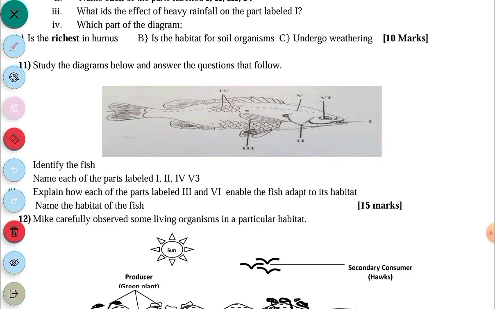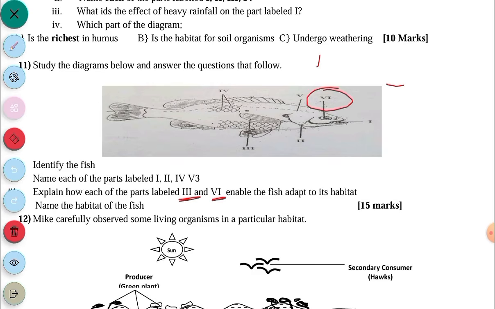So the next one says, explain how each of the parts I and then VI enable the fish to adapt to its habitat. So how is the fish able to adapt to its habitat, with I and then VI? So I, which is the pectoral fin, helps the fish to balance and be stable in the water, and the tilapia is able to make precise movements and escape predators.